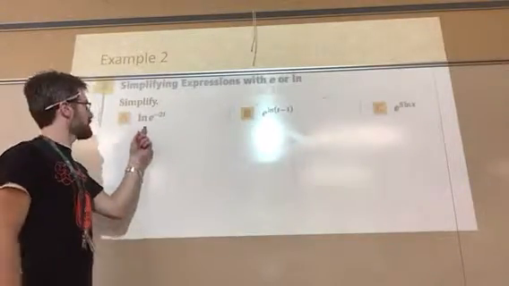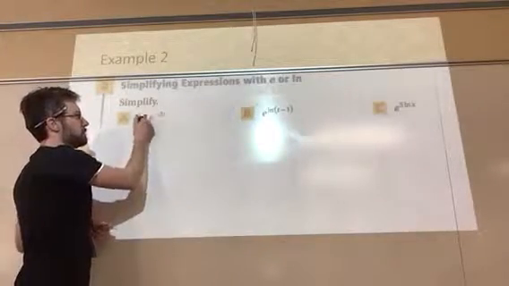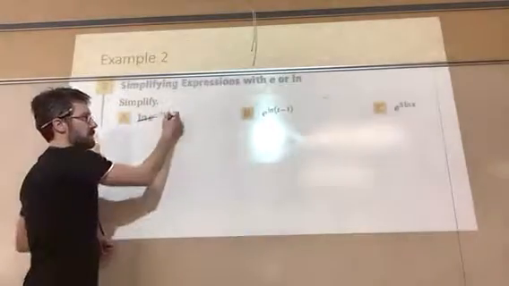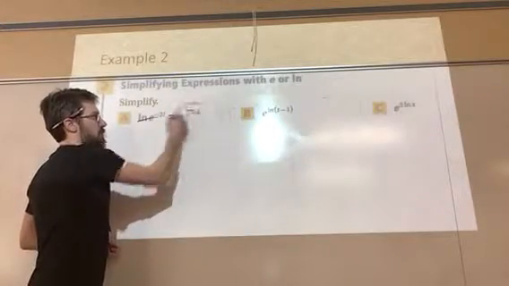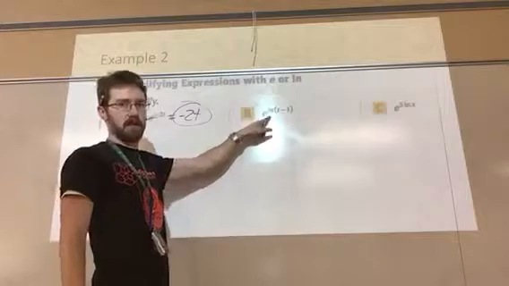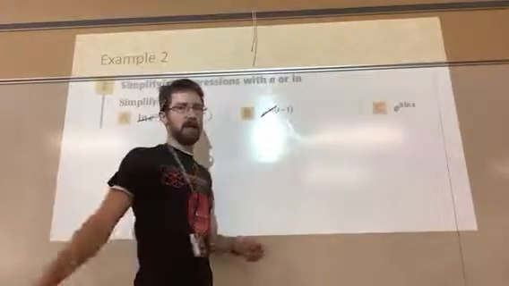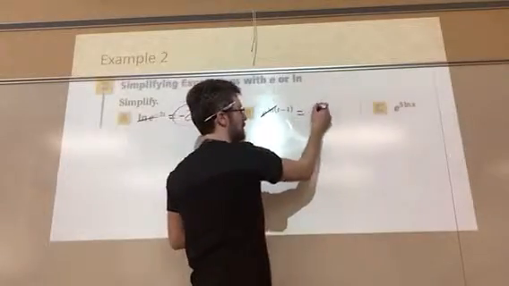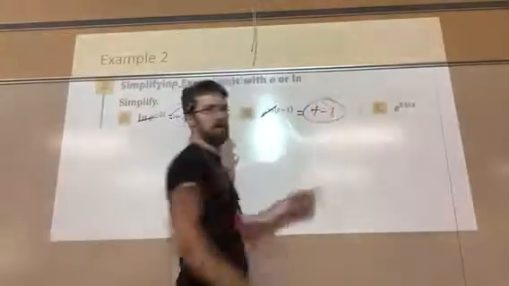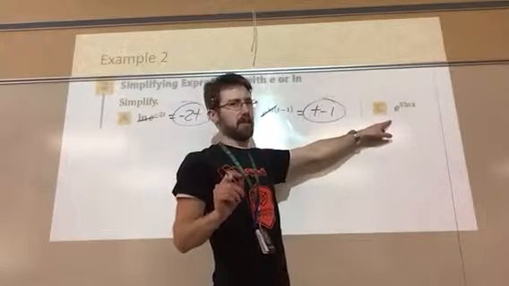So one like this, natural log of e to the negative 2t. Literally just cross those 2 things out, and it's negative 2t. Here, e to the natural log of t minus 1. Again, just cross them out, and it's t minus 1. Over here, it's just a little bit more complicated.